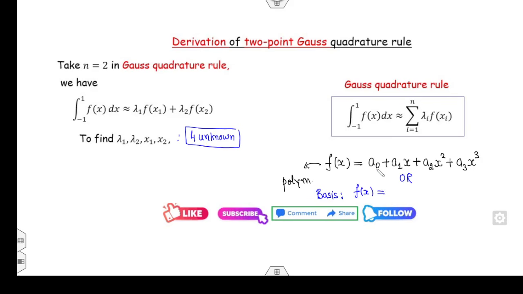What are the bases? What is the coefficient of a0? 1. What is the coefficient of a1? x. Coefficient of a2? x squared. Coefficient of a3 is x cubed.